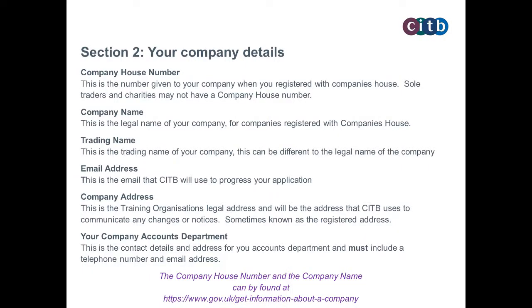Section 2. This is information about your company, which will help CITB when doing their checks and giving approval. You will need to fill in your company's house number if you are registered with Company's House, your company's legal name, which must be the name that's given at Company's House. Enter your trading name, your email address, company address, and your company accounts department information, which must include a telephone number and email address so we know who to get in contact with. I'm going to go ahead now and fill in the information in Section 2.